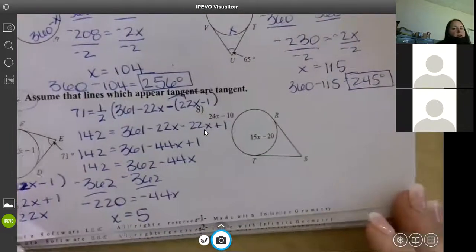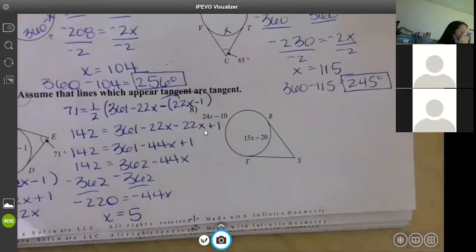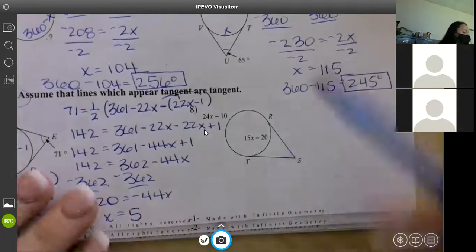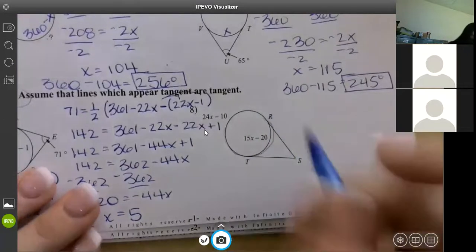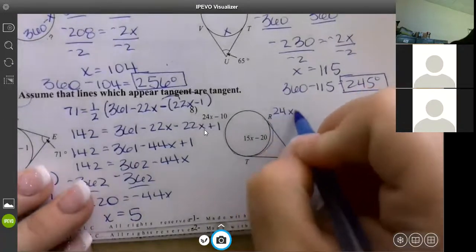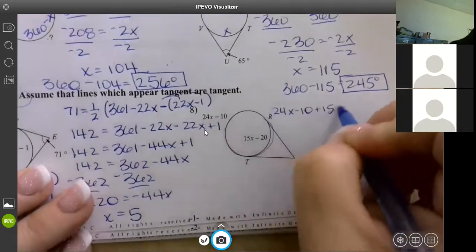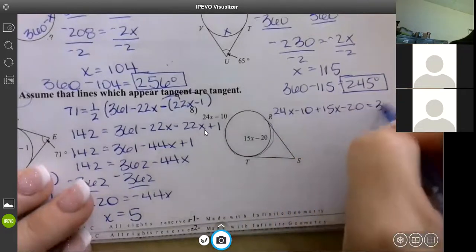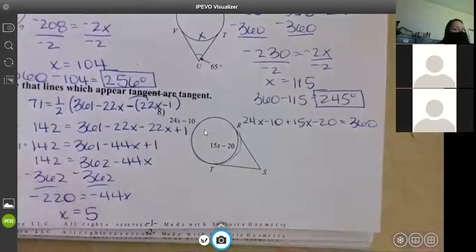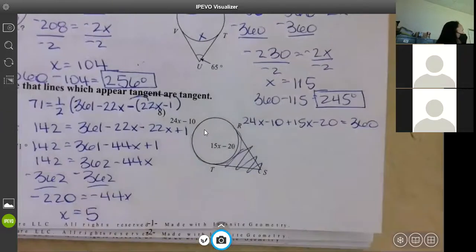All right, so look at number 8. All they want you to do is solve for x. Do I need the angle to be able to solve for x? Why do I not need the angle? They all equal 360, right? So this is the full circle. So we're just going to add those up: 24x minus 10 plus 15x minus 20. And that gives us our full circle at 360. So just watch what they give you. This is not even important to us.